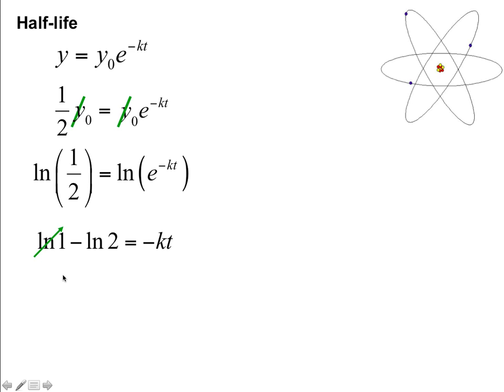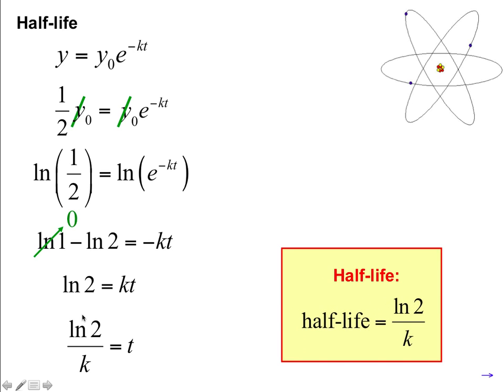Natural log of 1 is 0. So we have negative natural log of 2 equals negative kt, and I'm going to go ahead and divide out the negatives, and then I'm going to solve for t. So here is a way to find the half-life. Notice when we're talking about half-life, we have a natural log of 2 in the numerator. So natural log of 2 divided by k is going to be the half-life for anything that's radioactive. So anything that's decaying, basically. So that half-life is dependent upon this constant rate. And that can go ahead and go in your box at the bottom of the first page.